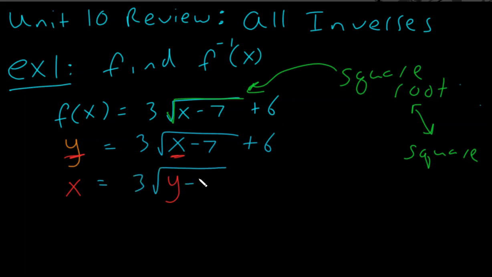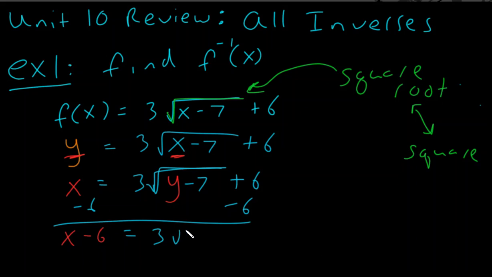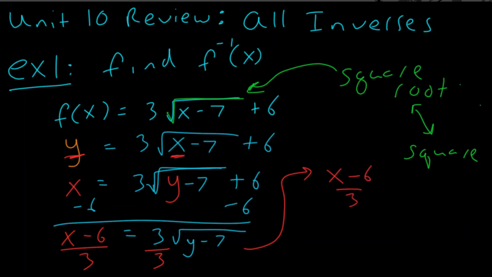Now at this point, we have to get this square root by itself, and we just do some basic algebra. Step number 1, we get rid of our addition through subtraction. Okay, at this point, we now have x minus 6 is equal to 3 square roots of y minus 7. Next we divide both sides by 3, and we now get x minus 6 over 3 is equal to the square root of y minus 7.